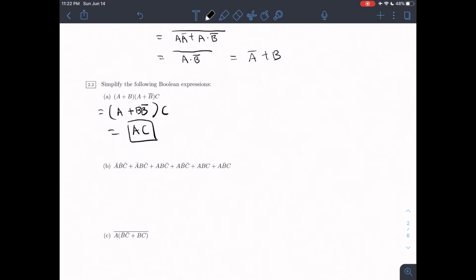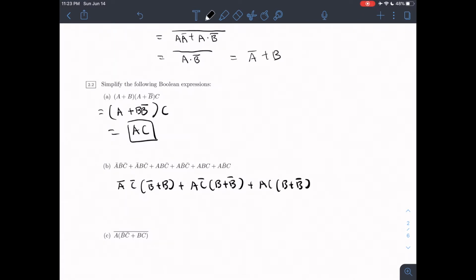Part B. Not A and not B and not C, or not A and B and not C, or A and B and not C, or A and not B and not C, or A and B and C, or A and not B and C. So this is going to be equal to not A, not C, times (not B plus B), plus A, not C, times (B plus not B), plus AC times (B plus not B).